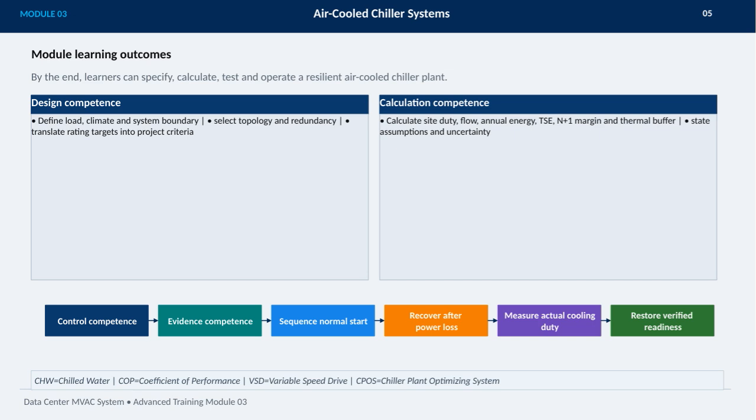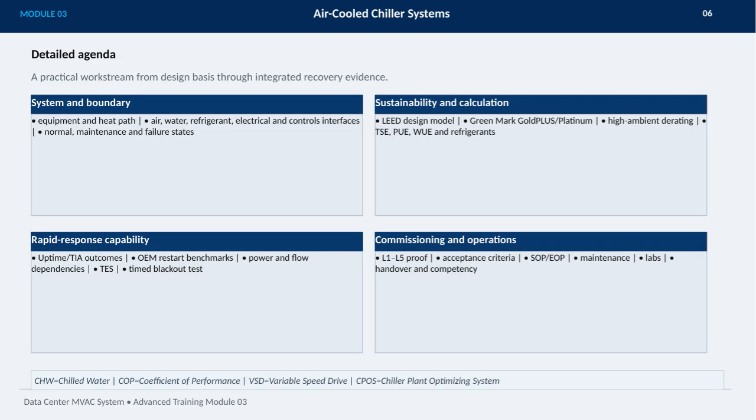Understanding terms like chilled water, coefficient of performance, variable speed drives, and chiller plant optimizing systems will support your mastery of this module. This module focuses on air-cooled chiller systems, providing a detailed agenda that guides us through a practical workstream starting from the design basis all the way to integrated recovery evidence.